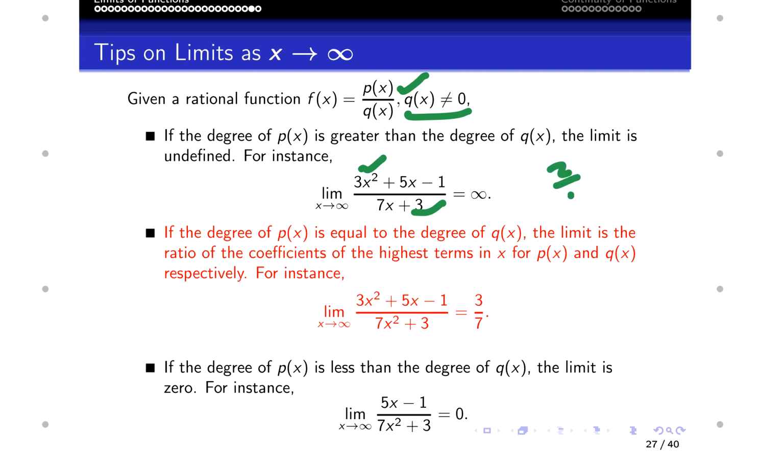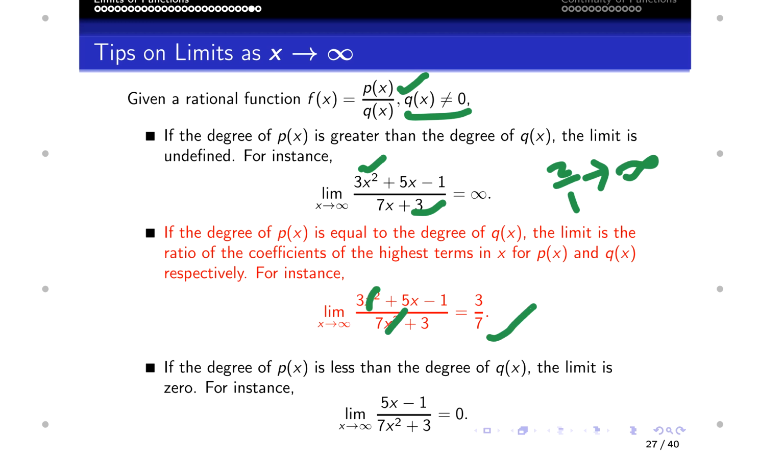But then if the degree of p of x is equal to the degree of q of x, the limit is the ratio of the coefficients of the highest terms in x for p of x and q of x respectively. So that's why if you're doing multiple-choice questions, like objective, you don't have to waste your time. Once you are told that x is tending towards infinity, just look at it that, oh, okay. Once these ones have the same power, just cancel it out and you have 3 over 7 straight. Don't even worry yourself.